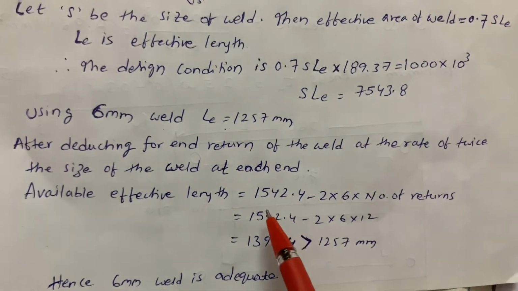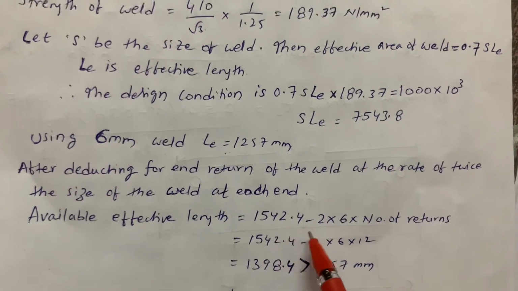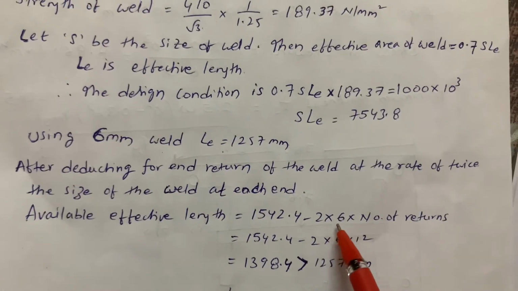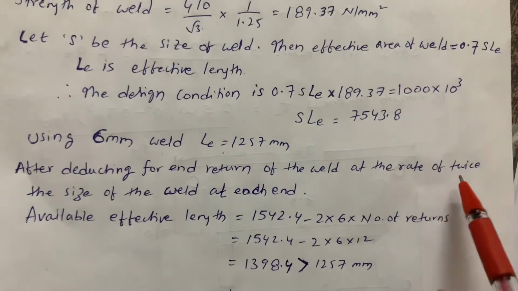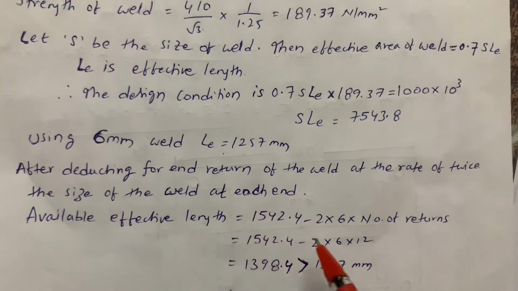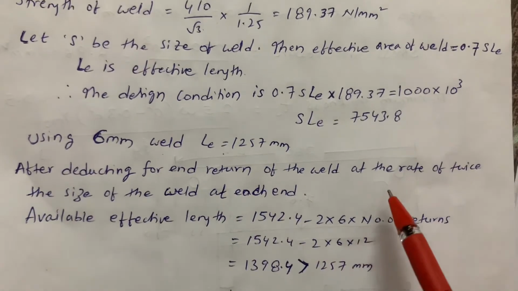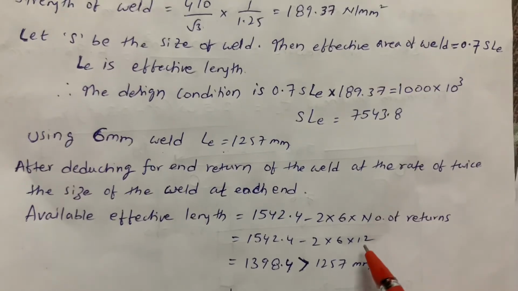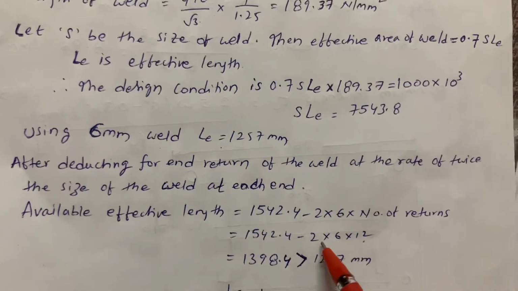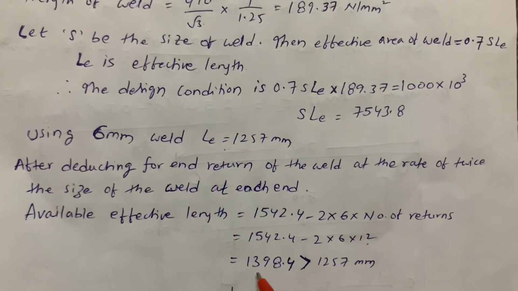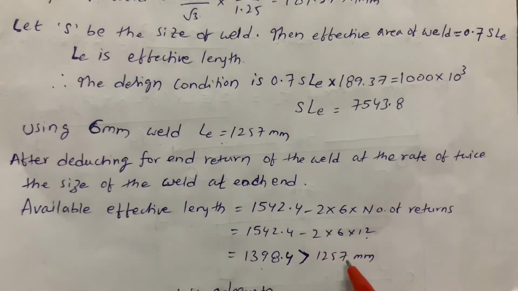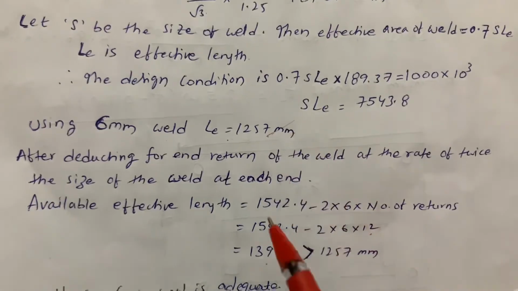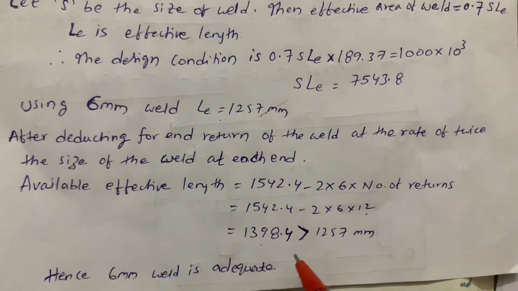So the total length is 1542.4 minus 2 into 6, that is two sides, into the number of end returns, that is twice the size of the weld. Twice the size of the weld is 6 mm, so twice the weld is 12 mm. So I am deducting that. So I got 1398.4, which is greater than 1257. Hence the 6 mm weld is adequate.